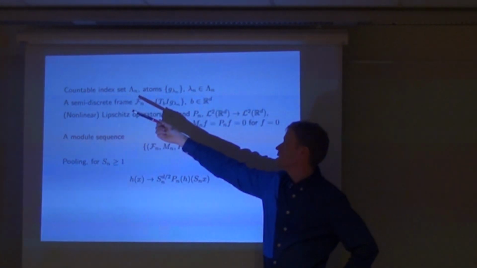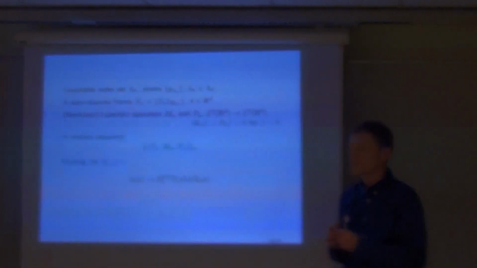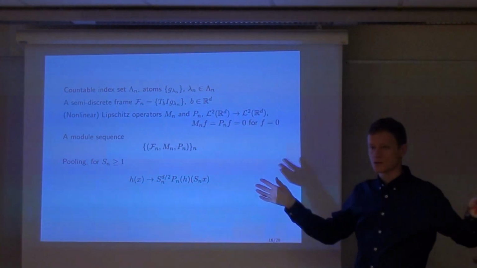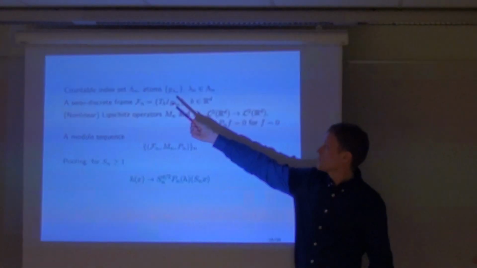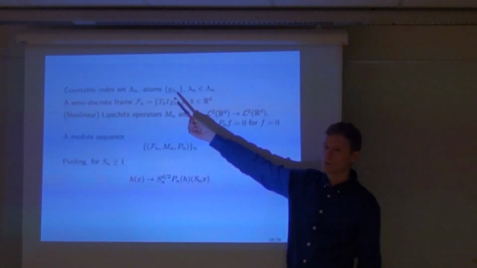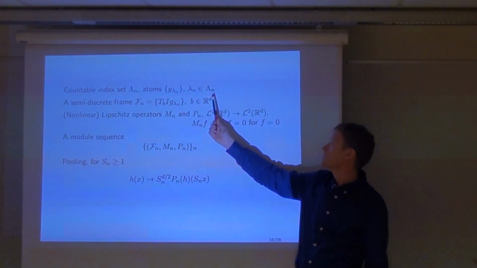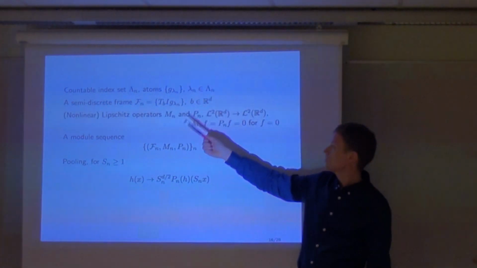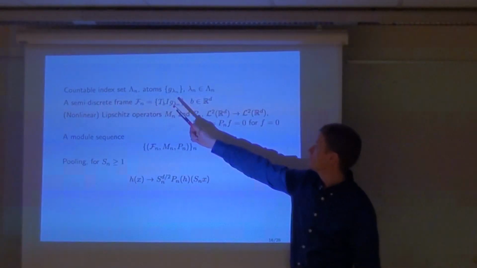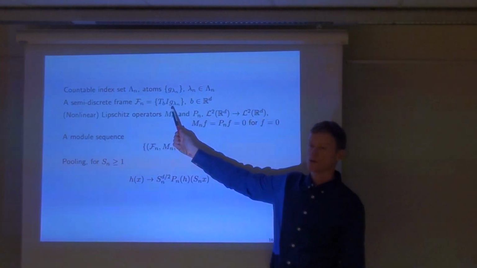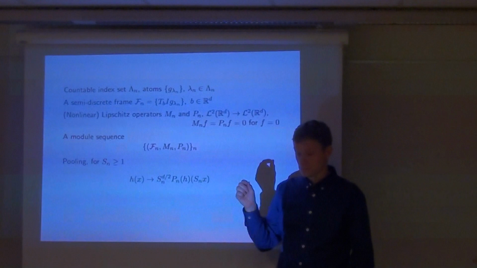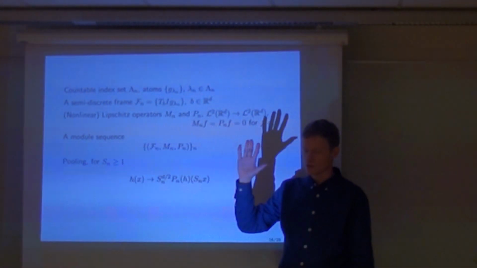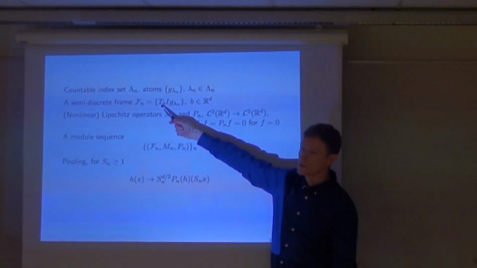Big lambda indexed by n is a countable set just of indices. It could be integers, something that we use as an index. And then we have a set of atoms indexed by this small lambda at stage n. And then from these we build a semi-discrete frame as before. So you take these, you do the reflection plus conjugation and translation.